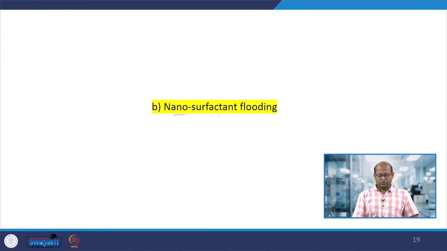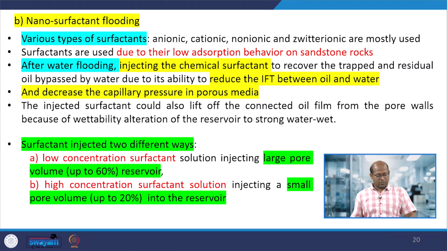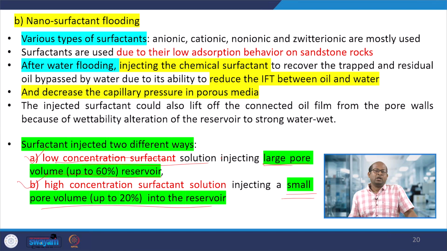Now, nano surfactants. We mix nanoparticles with surfactants, of which different types are present, and that can be considered a nano surfactant that can be used as a medium for oil recovery. Depending upon the pores present in the reservoir, the concentration can also be varied, either low or high. If the reservoir has large pore volumes, we can use a low concentration of the surfactant solution, and if small pore volumes are present, up to 20% in the reservoir, then we can use high concentrations of the surfactant solution.